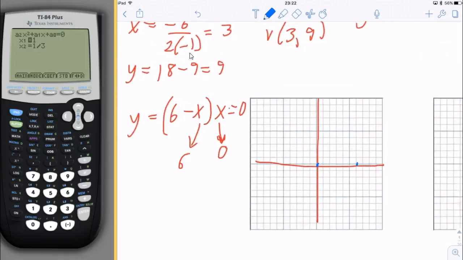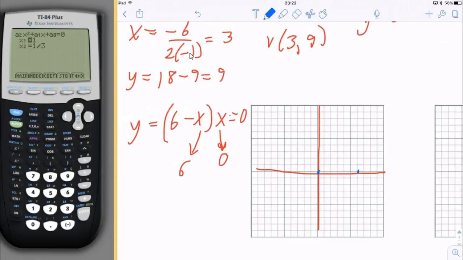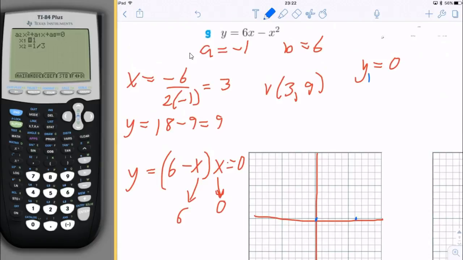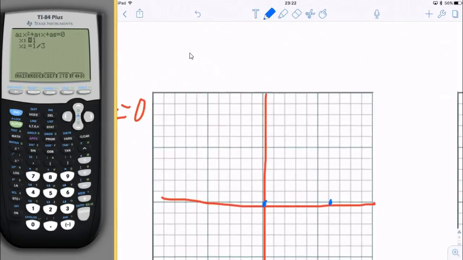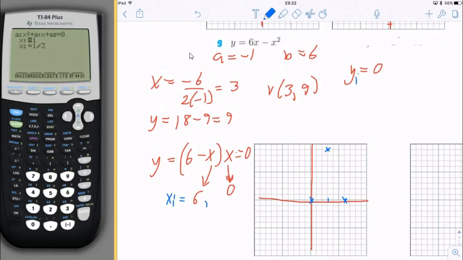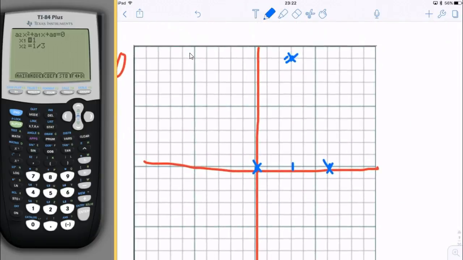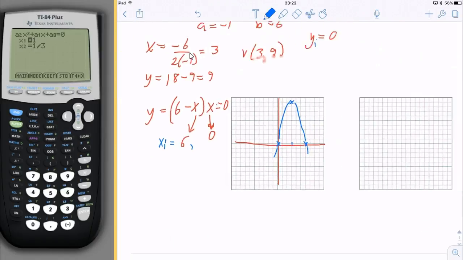We had the y-intercept at 0, of course. The y-intercept is at 0. The x-intercepts are at 6 and 0. The vertex is at 3, 9. So let's put that down. 3, 9. Okay, so here's 1, here's 1, here's 1. Any other points we have? Nope, we don't. So you can see that it's kind of like an upside down parabola, kind of like that, right? Just from the intercepts and the vertex, we can already sketch it pretty well. All right.